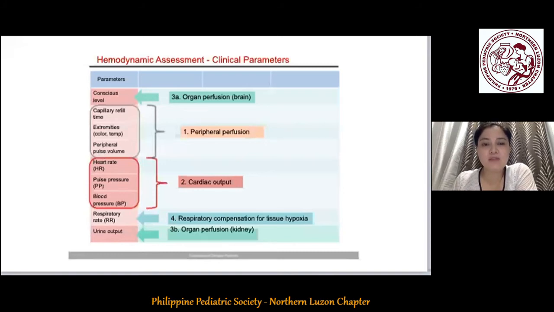So we actually have 9 parameters in the hemodynamic assessment of patients. And doing your CCTVR already helps you assess 5 of the 9 parameters. So to assess peripheral perfusion, you have your CRT, color, temperature, and peripheral pulse volume. And to check for the cardiac output, you have your heart rate, the pulse pressure, and your blood pressure. And to check for the organ perfusion, you have your level of consciousness and the urine output. And to check for your respiratory compensation, you have your respiratory rate.